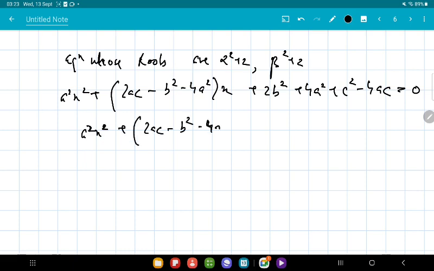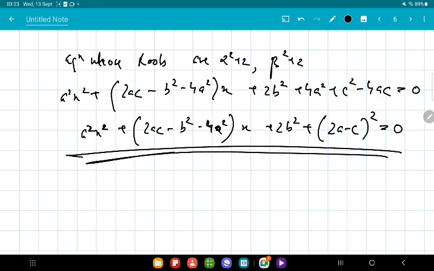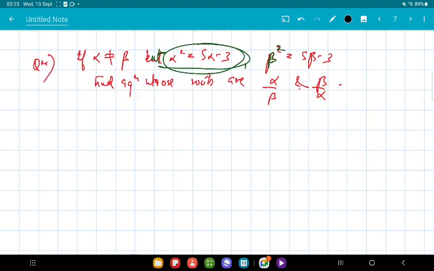Minus b square 4a square x plus twice of b square plus 2a minus c whole square. This is your final answer for this question. I hope you understand. Let's move on to the next question, please.